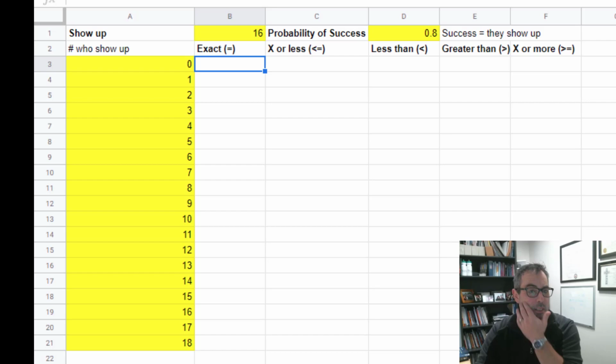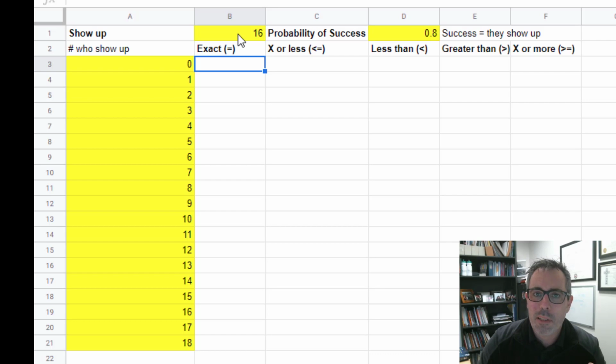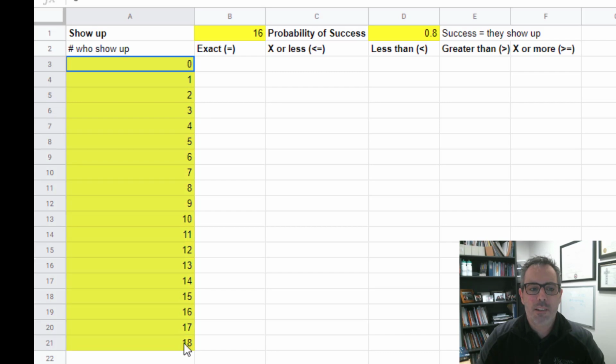The advantage of doing this in a Google Sheet is that I can do this once and then put all this together. So what I have over here is I have determined how many people I want to show up. There's 15 seats, so I want to know when 16 people show up. And this is going to be out of how many tickets I sell, right? So some of these are going to be really stupid.